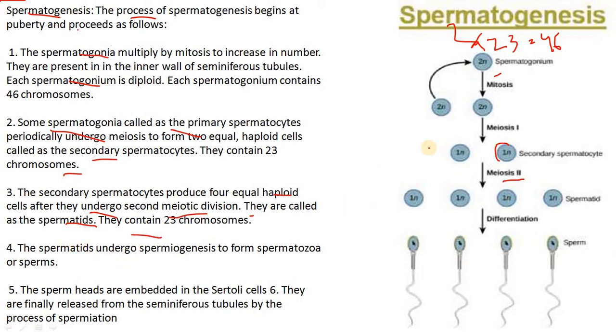And this is not 2, this is 1, okay? In the picture it is looking like 2, but it's 1. And the spermatids undergo spermiogenesis to form the spermatozoa or the sperms. This is a process of differentiation to form the spermatozoa. The sperm heads are embedded in the Sertoli cells, and they are finally released from the seminiferous tubules by the process of spermiation. I hope you understood.